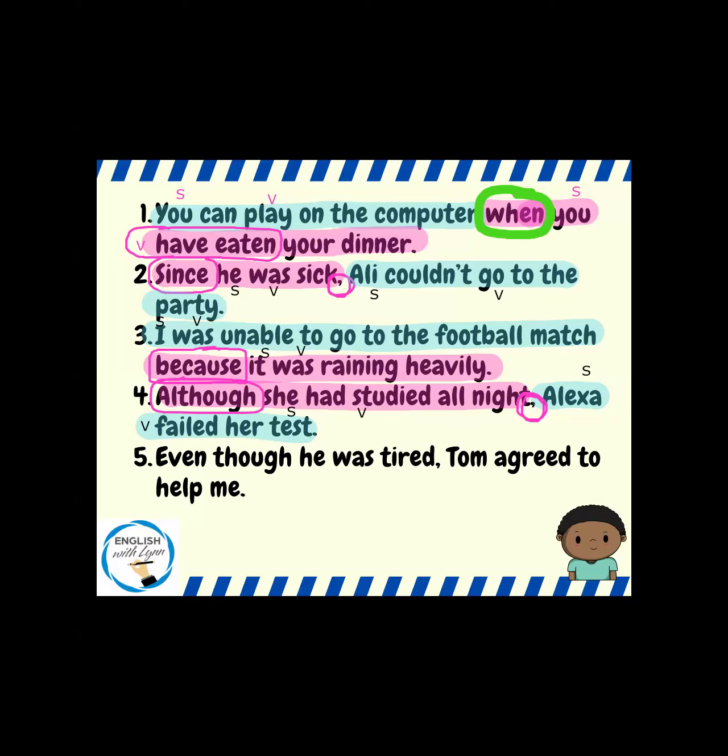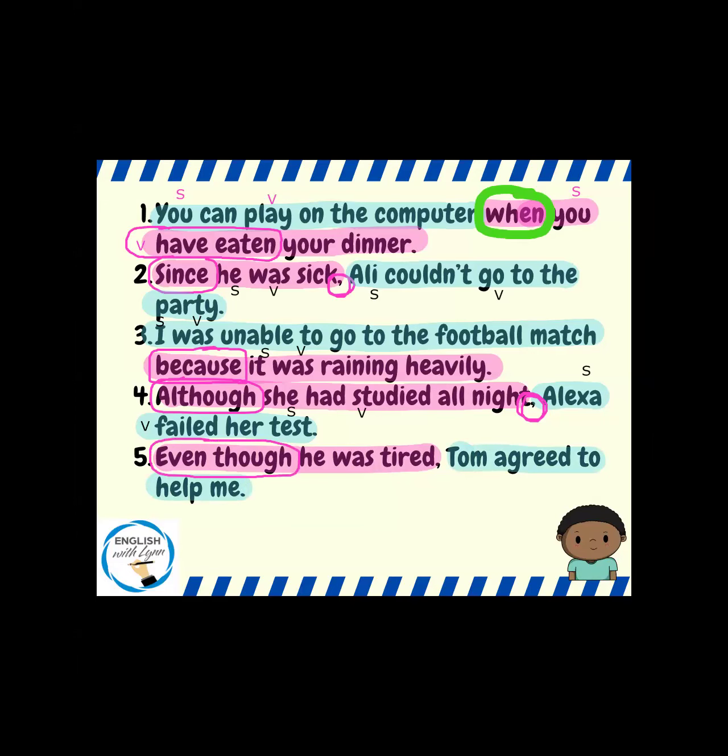And I have got my subordinate clause, even though he was tired. And this is one to be careful with because even though is the conjunction. So they go together, okay? And Tom agreed to help me is my main clause. So this bit here is my conjunction, it's more than one word. So just be careful with the conjunctions that they fit together.